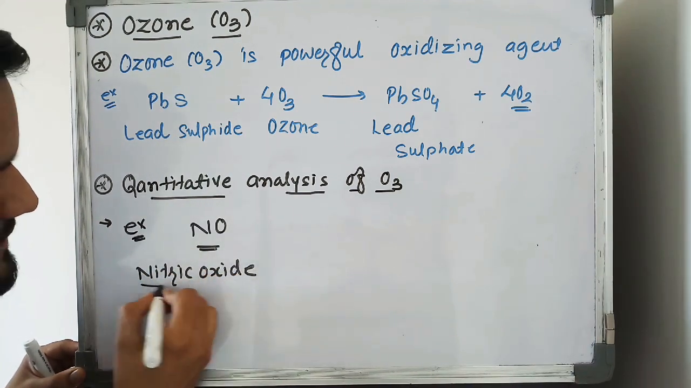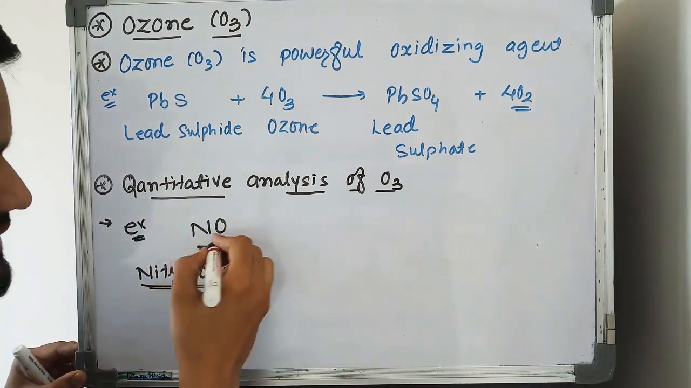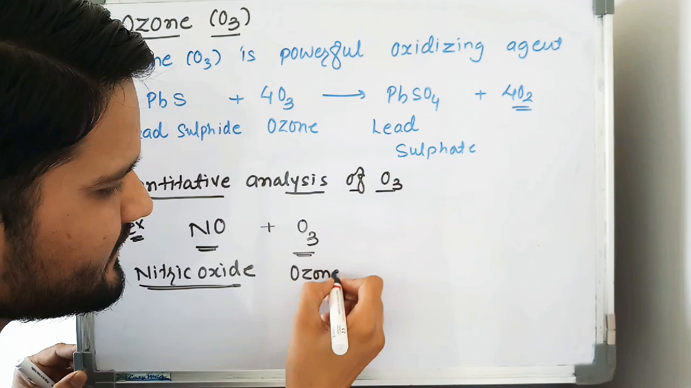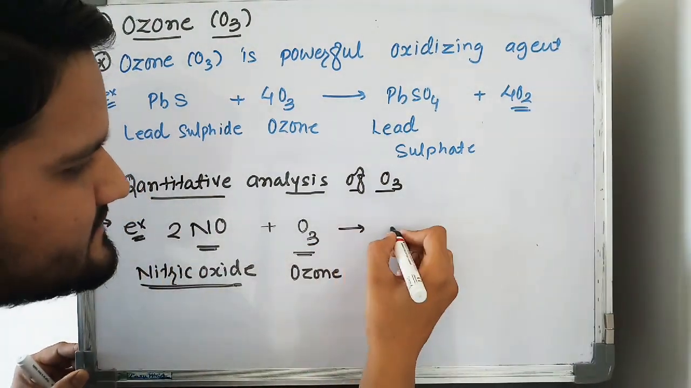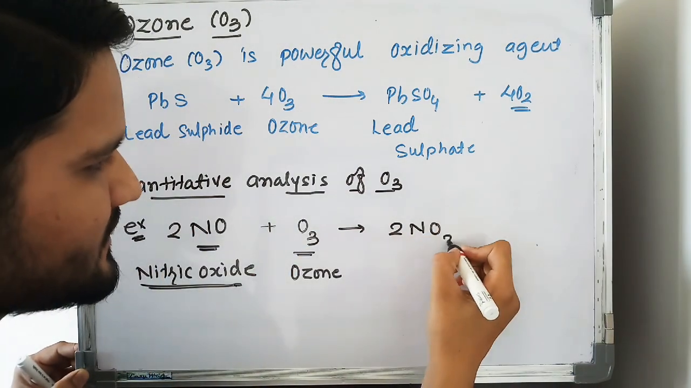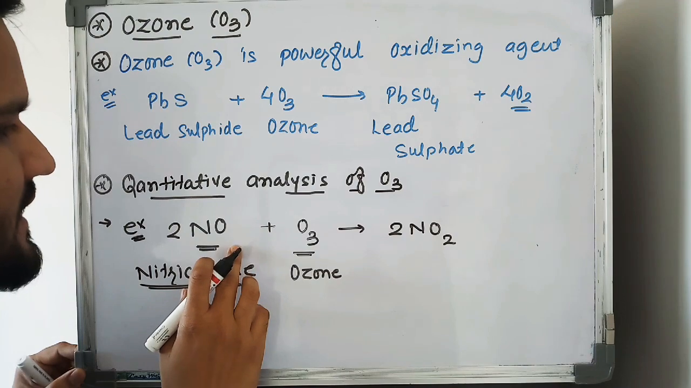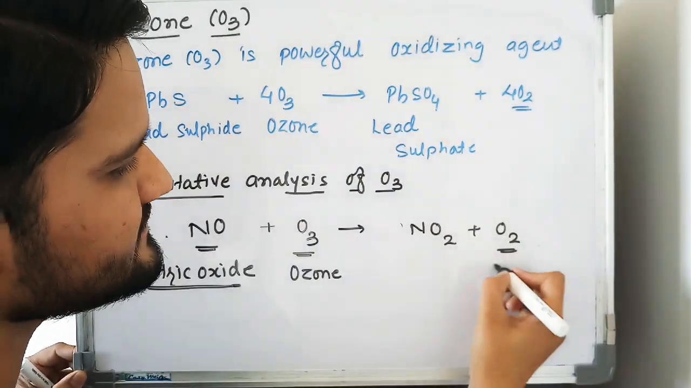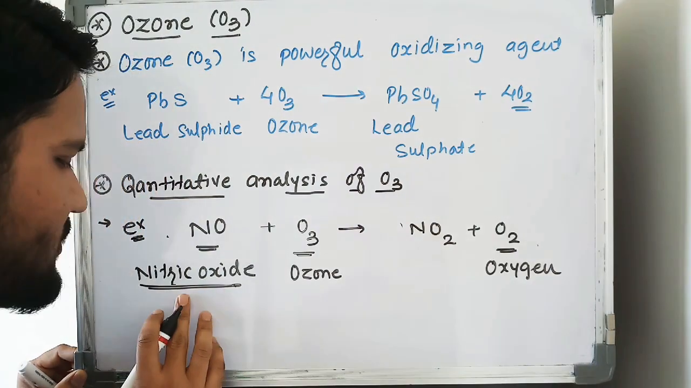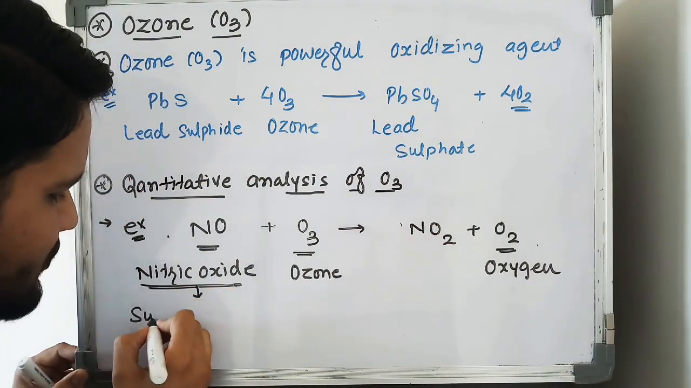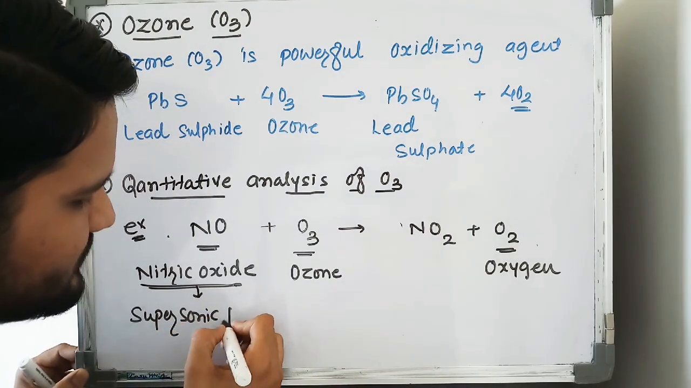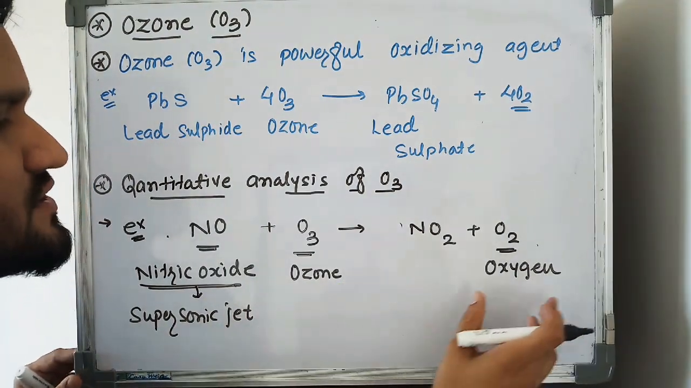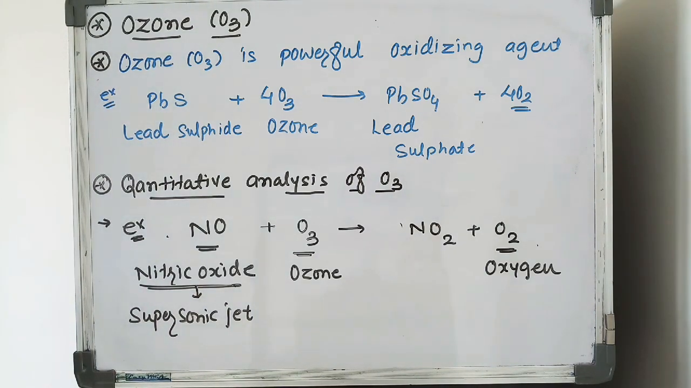which is emitted by the exhaust of a supersonic jet. We know that. So this nitric oxide on its reaction with ozone, which is present in the atmosphere, gets converted into nitrogen dioxide, and during the reaction oxygen is released. It means this nitric oxide, obtained from the exhaust of a supersonic jet, converts the ozone into oxygen. It means that it depletes the ozone layer.